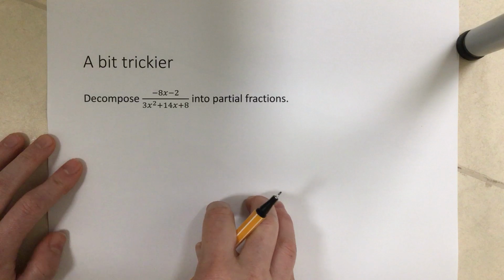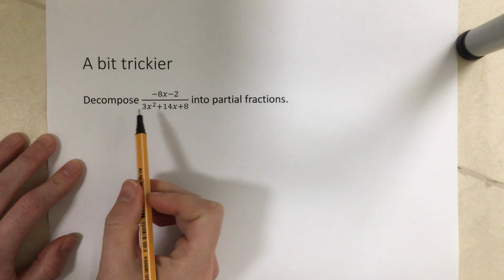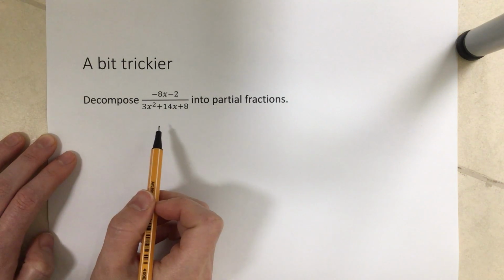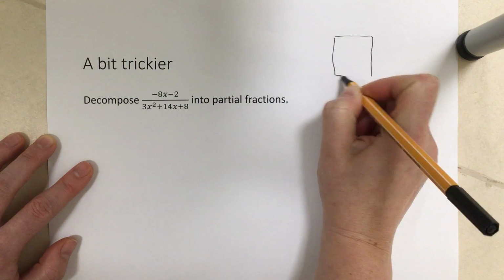Now, I'm going to look at one that's a little bit trickier, and I'm going to show you another method. It's up to you to decide which one you want to do. They both work out really well. The first thing I need to do is factor the denominator here. I'm going to do that up here where there's just a little bit of space.